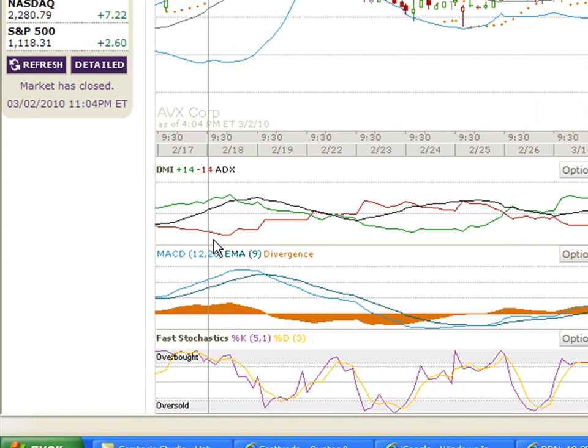In order to predict whether it's a bullish or bearish trend, we need to look at green and red line. If green line is above the red line, it's bullish. Otherwise, it's bearish.